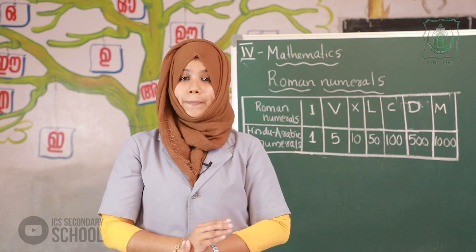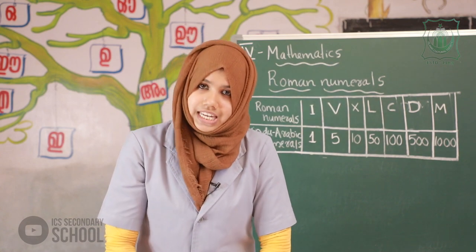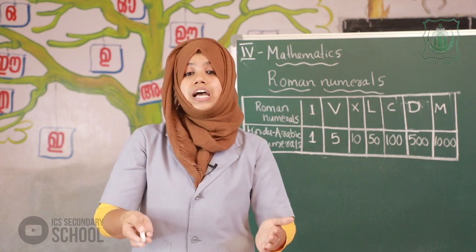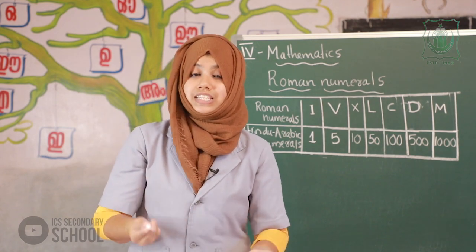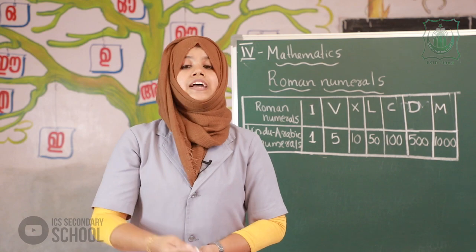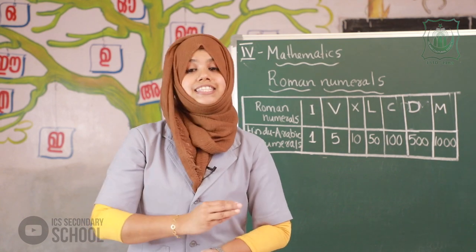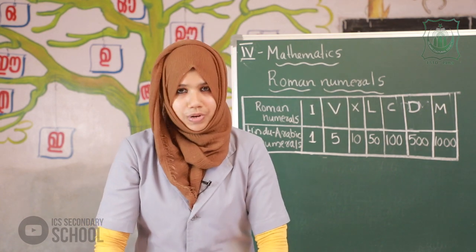And the last topic is round off to the nearest 1000. So the 100 place is 5 or greater than 5, the number is rounded up. The 100 place is less than 5, and that is rounded down.